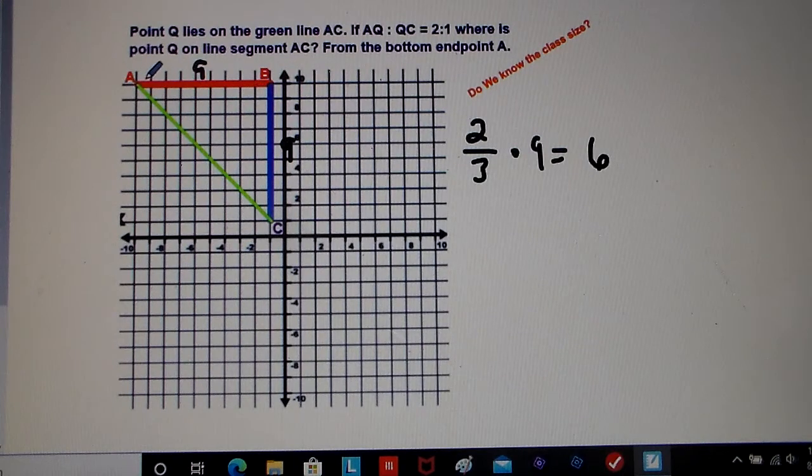So we have to go right 6 from A. 1, 2, 3, 4, 5, 6. Why am I counting from A? It's because they're saying from endpoint A. Two-thirds times the distance of 9 going down is also 6. So we go down from this point. 1, 2, 3, 4, 5, 6. That's the location of Q, right there. It's at -4, 4.